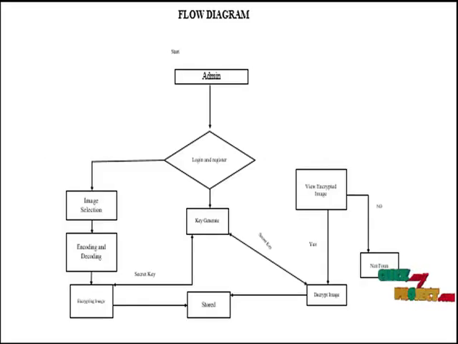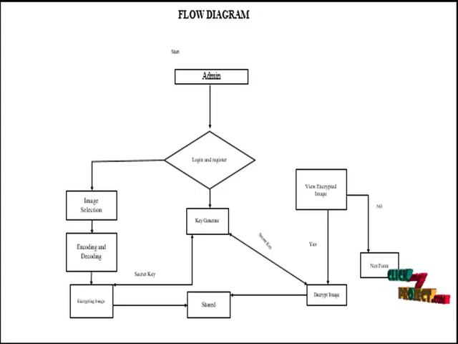Next, we discuss the flow diagram. Start with the admin. Then the user logs in or registers. If you are a new user, you should register before login, and you only do this registration process once. The user registers with details like username, password, and confirm password. Next, image selection. The sender who wants to store an image selects the image from the local repository. After the selection, we can visualize the selected image. Then the image will be used in the encryption process.